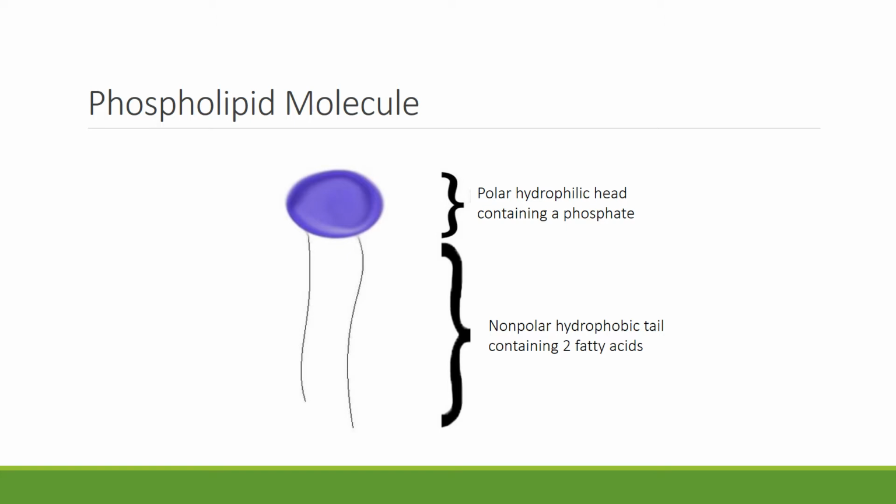Phospholipid molecules are composed of two parts. One is the head, which contains a phosphate. It is hydrophilic. That means it loves to be in contact with water. The second part is the tail. It contains two fatty acids, and because they are fatty in nature, they are hydrophobic, or they fear water. They do not want to be turned toward water.